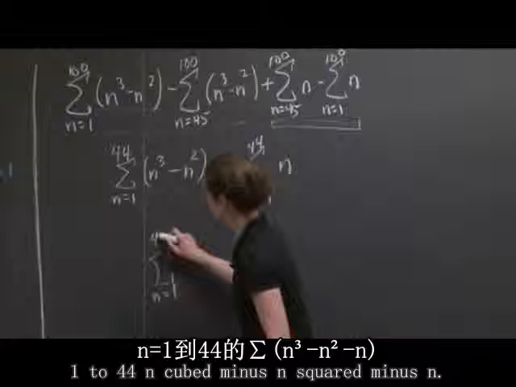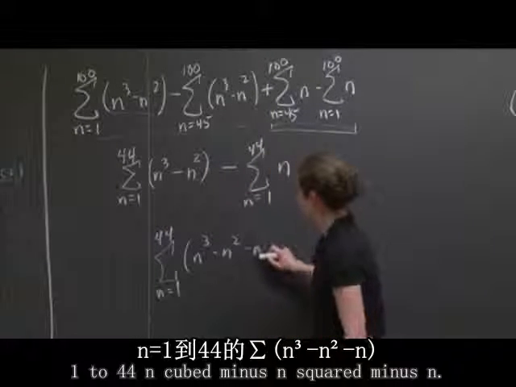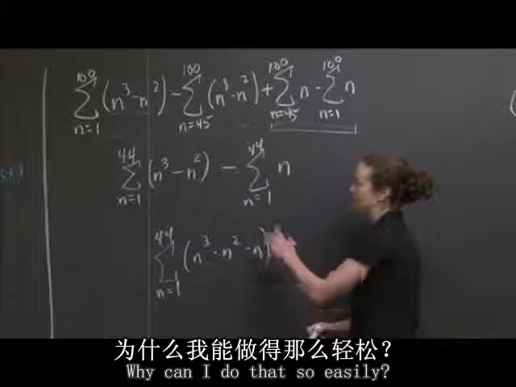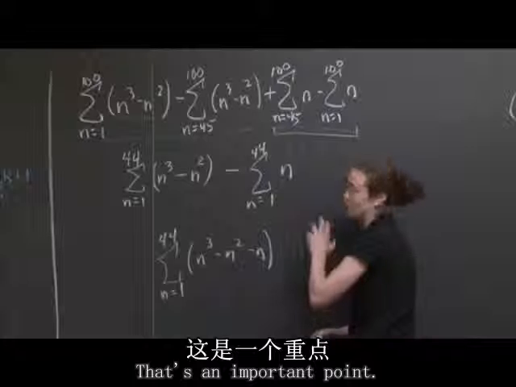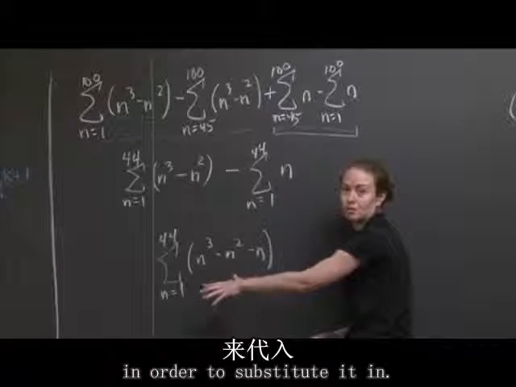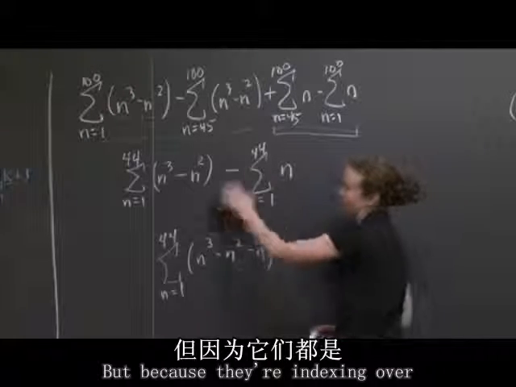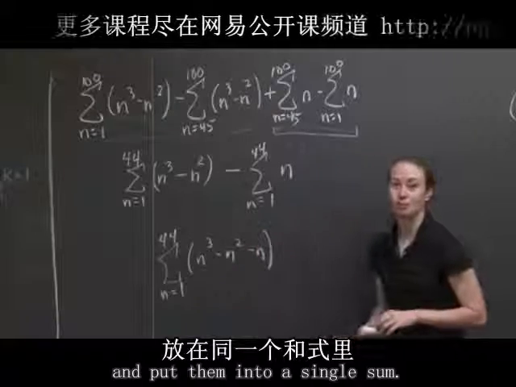1 to 44, n cubed minus n squared minus n. Why can I do that so easily? They're indexing over the same values, right? That's an important point. If this was indexing over different values, I'd have to change this formula in order to substitute it in. But because they're indexing over exactly the same values, I can just take these two pieces and put them into a single sum.